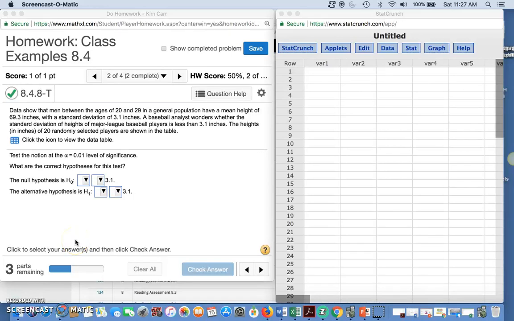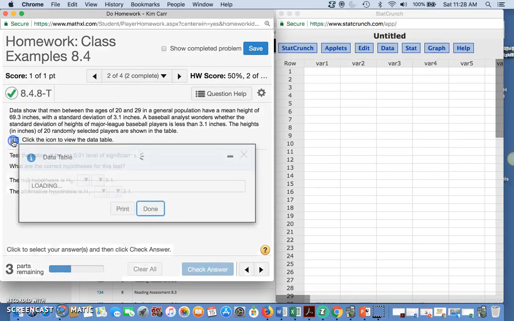Okay, let's look at problem number 2 in 8.4. Data show that men between ages 20 and 29 in a general population have a mean height of 69.3 inches with a standard deviation of 3.1 inches. A baseball analyst wonders whether the standard deviation of heights of Major League Baseball players is less than 3.1 inches. The heights in inches of 20 randomly selected players are shown in the table. Okay, you've got a table this time that gives you the data.